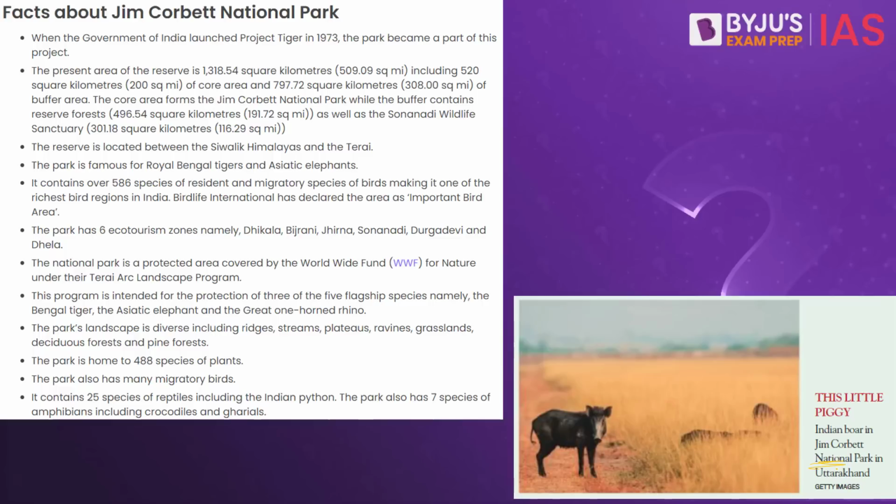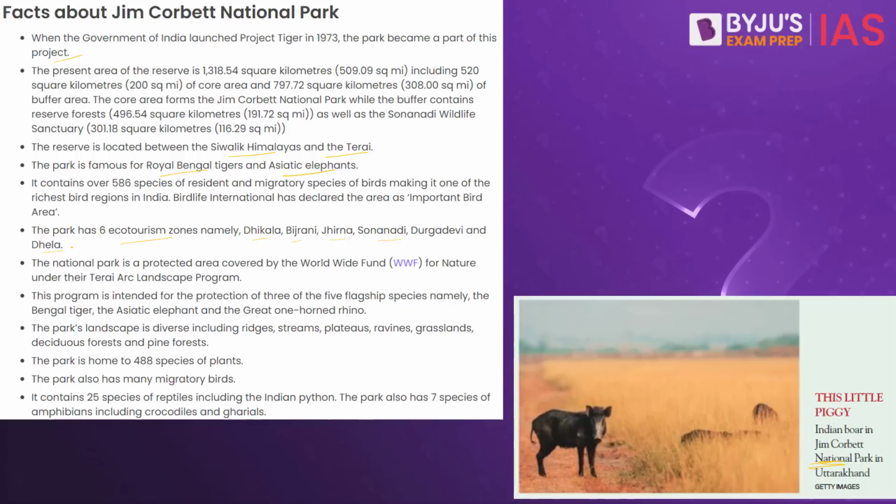The minute this national park was created, hunting, killing and capturing of mammals were stopped, and all these activities were ultimately brought to an end and prohibited. When the Government of India launched the Tiger program in 1973, the park became a part of this project. The reserve is located between the Sivalik Himalayas and the Terai. The park is famous for Royal Bengal tigers and Asiatic elephants. The park has 6 ecotourism zones, namely Dikala, Bijrani, Jirna, Sonanandi, Durga Devi and Thela.